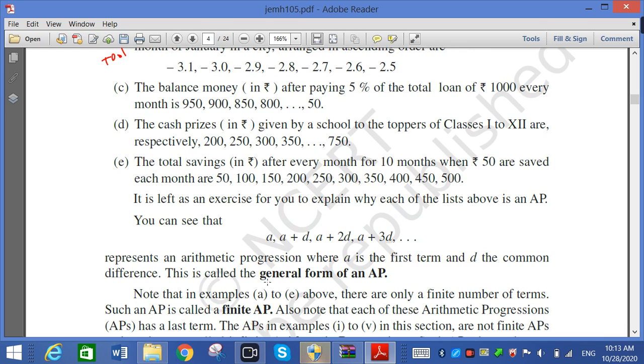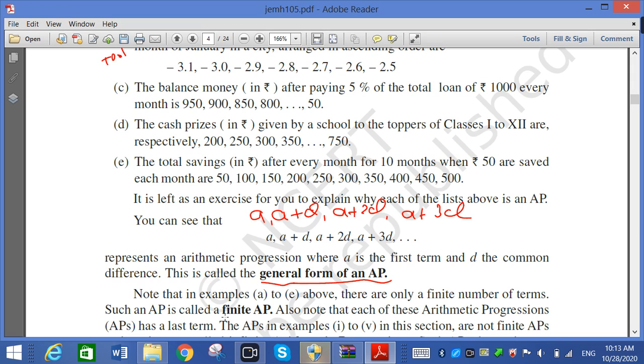Now that should be the general form of AP. The first term is called A. How can we find the second term? A plus D. The third term is A plus 2D, the fourth term is A plus 3D. So for an arithmetic progression where A is the first term and D is the common difference, this is called the general form of arithmetic progression.